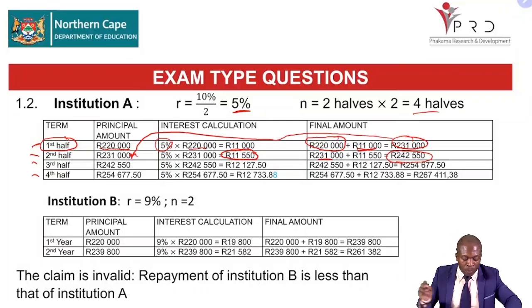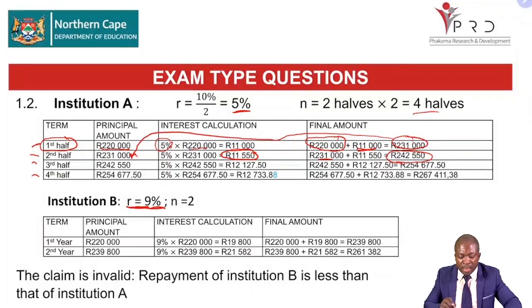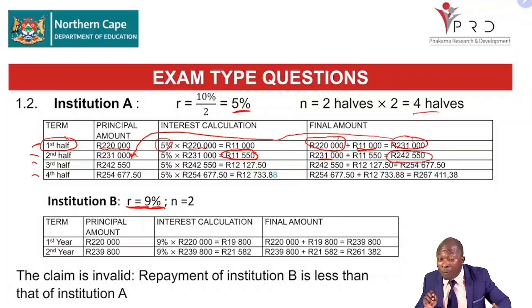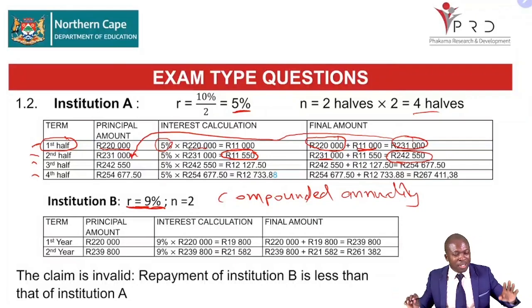All right, let's go to institution number B. Can you see the interest rate is 9%? But we did not divide. Why did we not divide? Because it is compounded. That is the word, compounded annually. Meaning we don't have to divide by 2 or by 4 or anything.